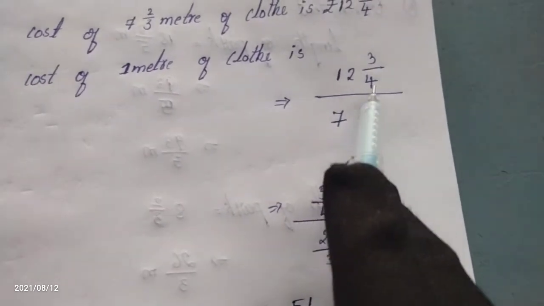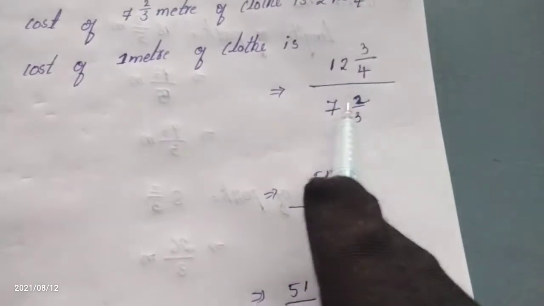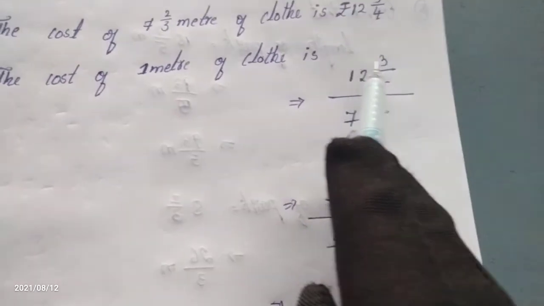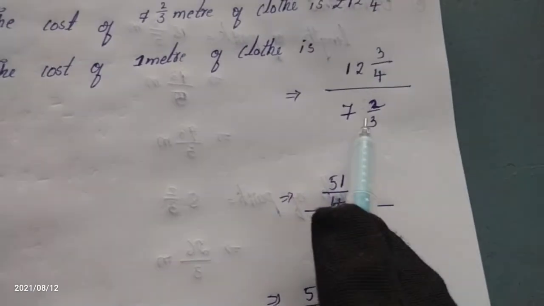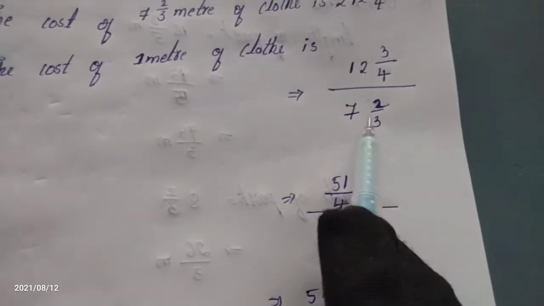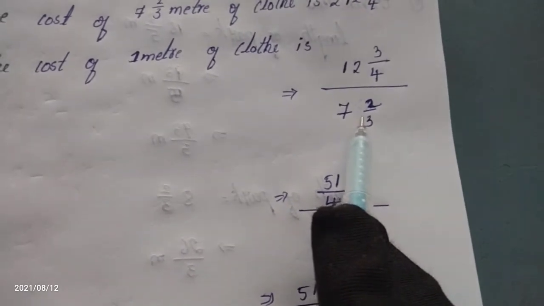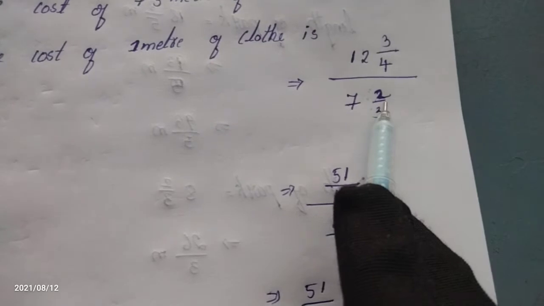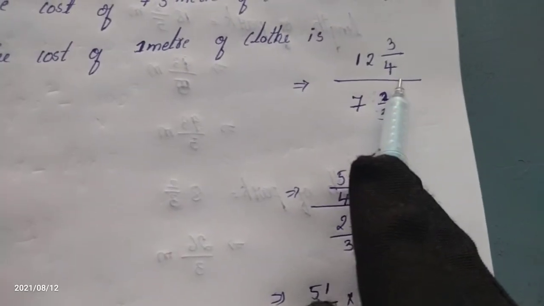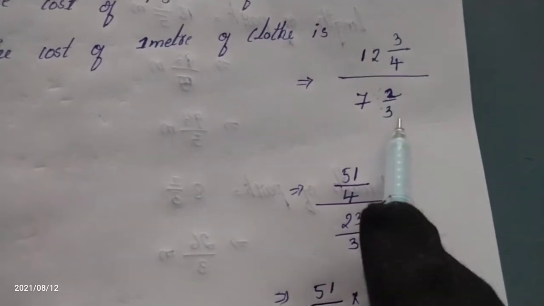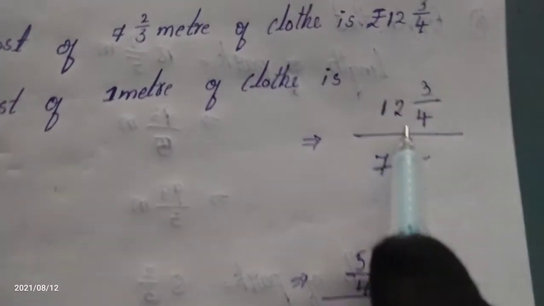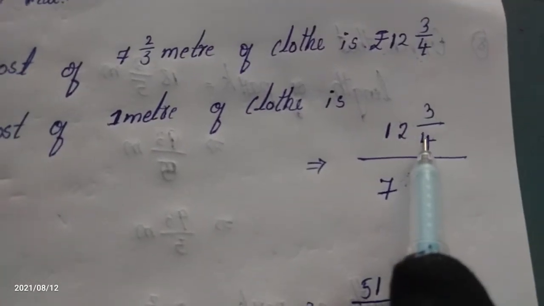Let's do the next step. What do we have to do? We have to divide these two numbers. But observe, it is also a mixed fraction. We cannot work with mixed fractions. First we have to convert them into improper fractions. These two numbers are mixed fractions, so we convert them into improper fractions. Up to that clear? How can we convert a mixed fraction?